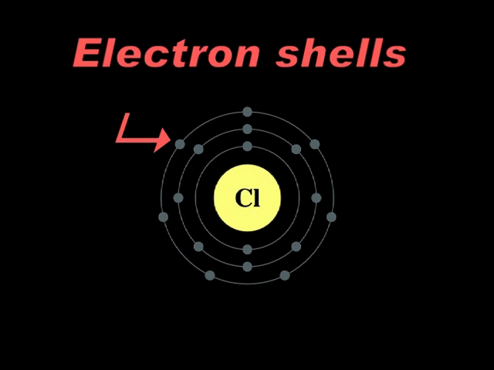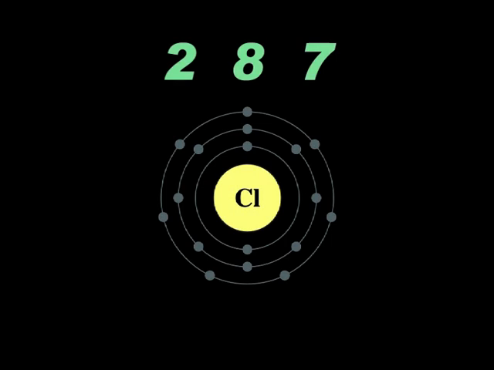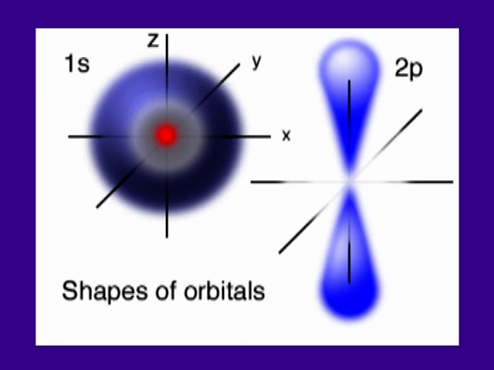So far you have learned that electrons occupy main shells at specific distances out from the nucleus. This diagram shows element 17, which is the nonmetal chlorine. It has 2 electrons in the first main shell, 8 in the second main shell, and 7 in the third. But the main shells can be split into subshells, which have different shapes.